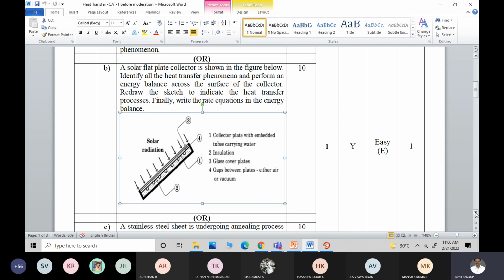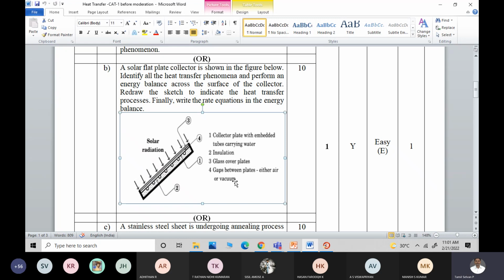Most of you didn't write it. What is the temperature? What is Ts? And here you can see that 1 is the collector plate, 2 is the insulation, 3 is the glass cover plates, and 4 is the gap between plates, either air or vacuum. Now, Q radiated is equal to Q conducted plus Q convected. So you will have partial conduction as well as convection.